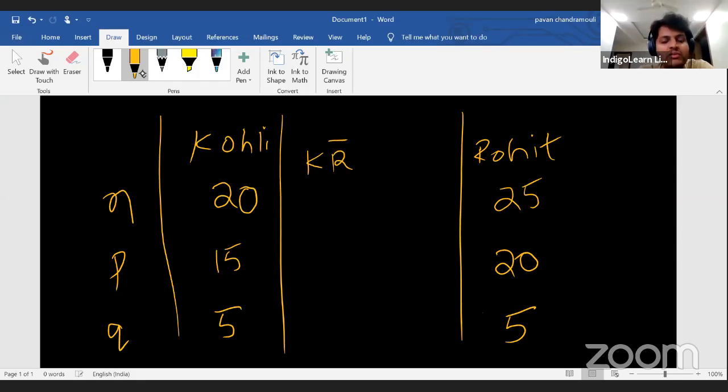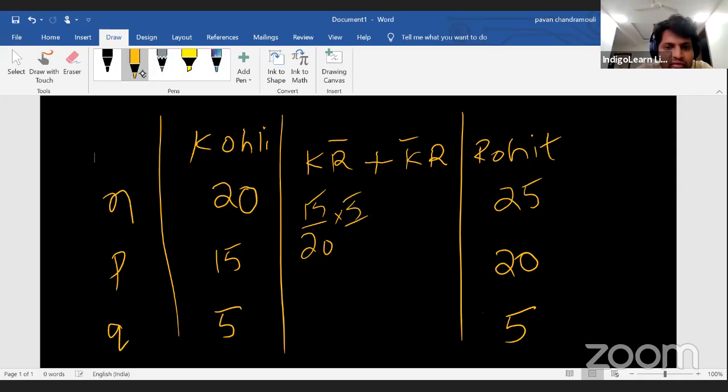I use a concept of bar to tell you that he fails, or use the word or. Kohli fails, Rohit succeeds. Now, please identify the symbol plus because both are independent events. So, what is the possibility that Kohli succeeds? 15 out of 20, right? What is the possibility that Rohit fails? Rohit, out of the 25 matches he played, did not score a century in only 5 matches.